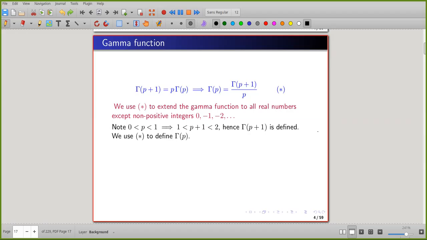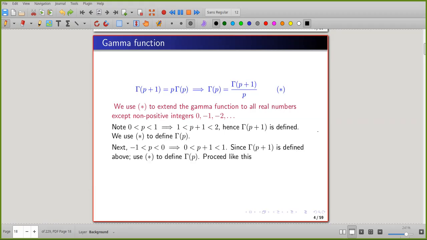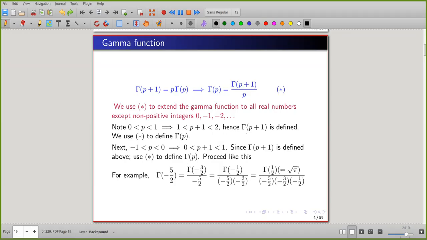So if p strictly lies between 0 and 1, then p plus 1 lies between 1 and 2, and hence gamma of p plus 1 is defined. So we use star to define gamma of p. This is what I explained right now. Next, suppose p lies between -1 and 0. This implies p plus 1 lies between 0 and 1. Since gamma of p plus 1 is defined above, using this step, gamma of p is now defined. Proceed like this. For example, gamma of -5/2 should be defined like this. So we repeatedly use this equation.